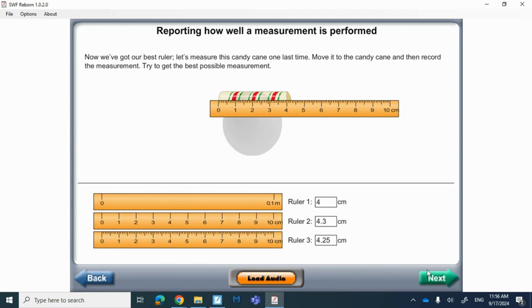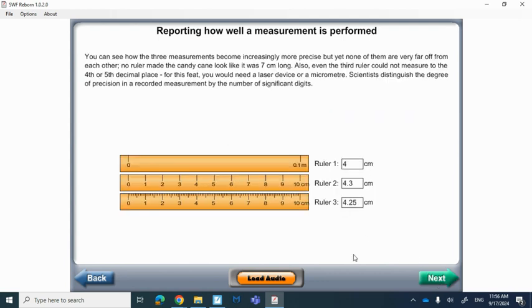Right, so those are numbers that make sense from what we get. It says increasingly more precise, but none of them are very far off from each other, right? So the accuracy was kind of like, we're all in the right ballpark. You can't measure the fourth or fifth decimal place. You'd need some kind of special micrometer or something, a mysterious laser device, whatever that is, right? A lot of people write, to increase my accuracy and precision in this lab, I would use a laser measuring device.